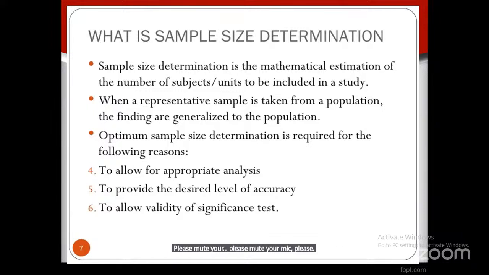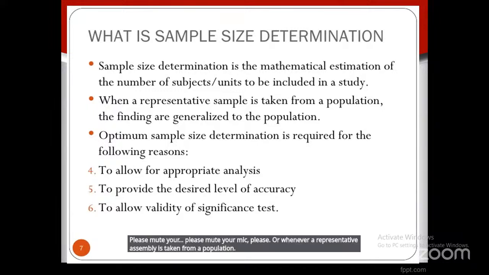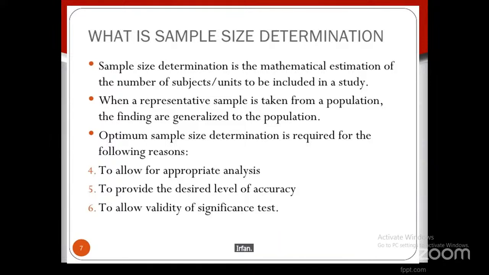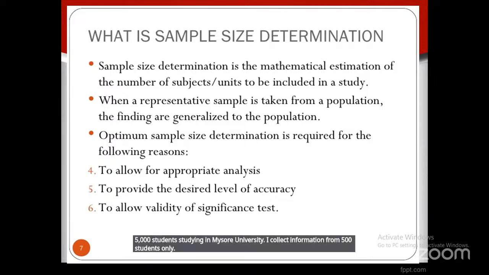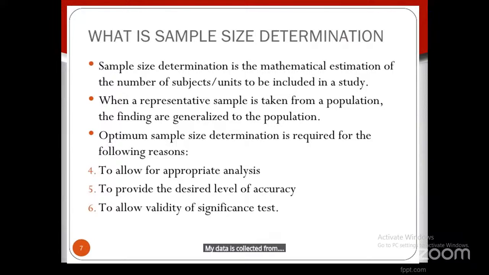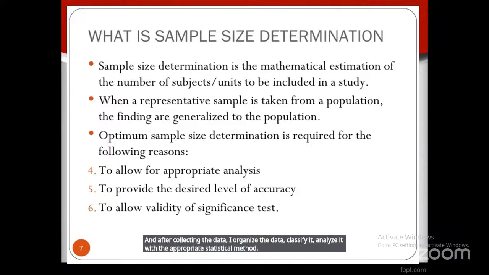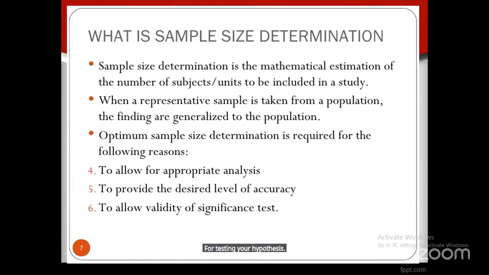When a representative sample is taken from a population, the findings are generalized to the population. So, for example, I select 500 students from 5,000 students studying in Mysore University. I collect information from 500 students only. My data is collected from the sample of 500 students only. And after collecting the data, I organize the data, classify it, and analyze it with the appropriate statistical method for testing a hypothesis. If the null hypothesis is rejected, the alternative hypothesis has to be accepted. And for that purpose, we have an interpretation.